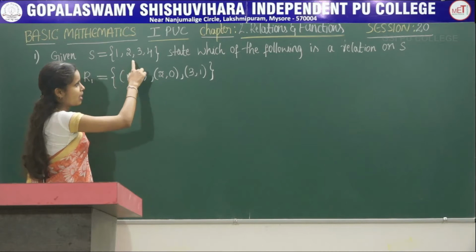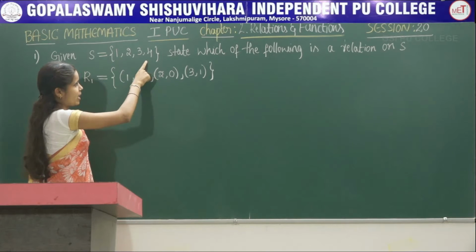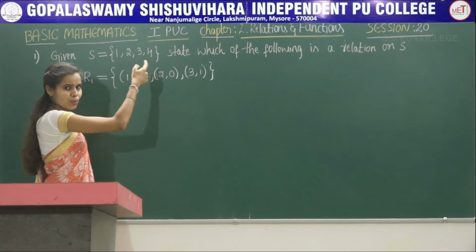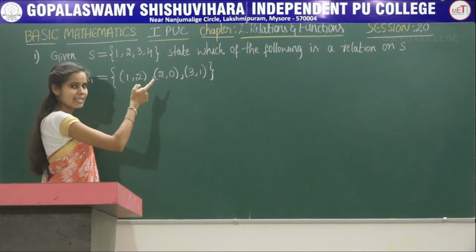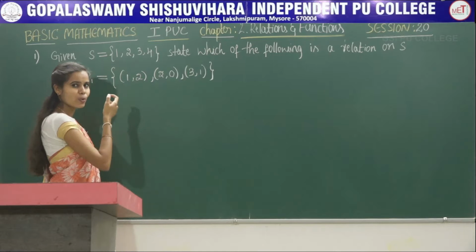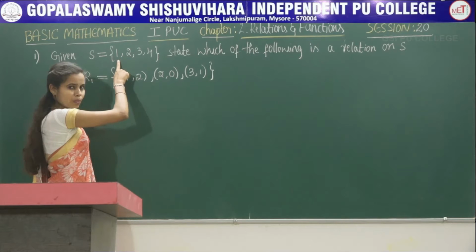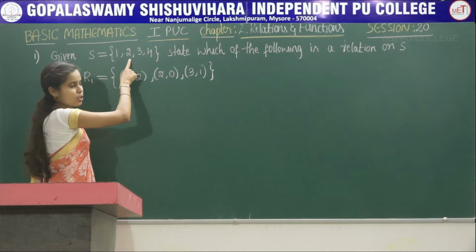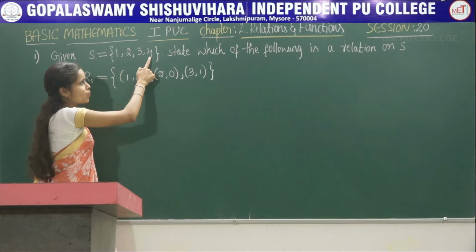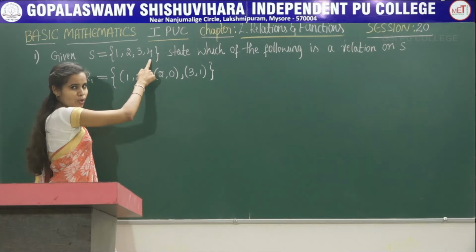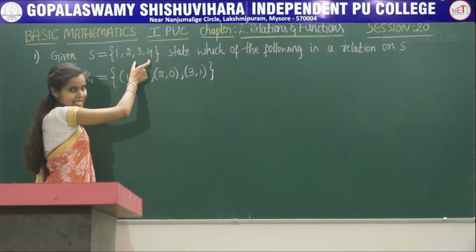Verify whether (1, 2) is an element of S cross S or not. S cross S contains the set of all ordered pairs. S has 4 elements and the second set also has 4 elements, so S cross S contains 4 into 4, a total of 16 elements. It contains (1, 1), (1, 2), (1, 3), (1, 4); next (2, 1), (2, 2), (2, 3), (2, 4); (3, 1), (3, 2), (3, 3), (3, 4); (4, 1), (4, 2), (4, 3), (4, 4). The last element is (4, 4). So ordered pair (1, 2) belongs to S cross S.